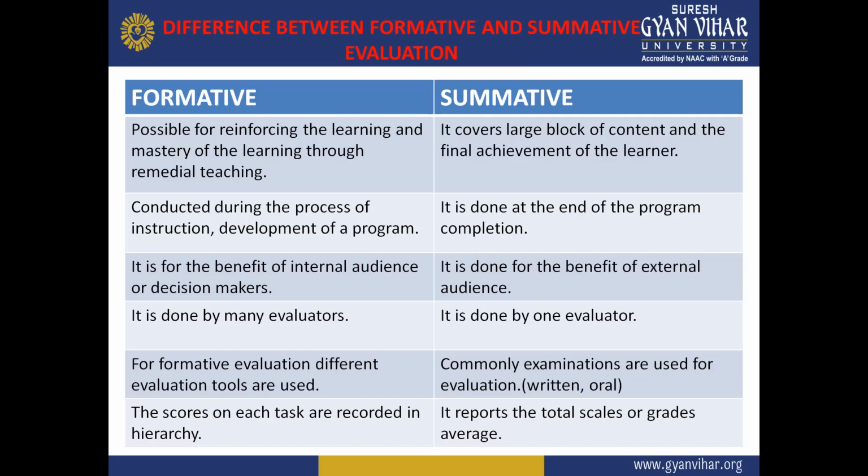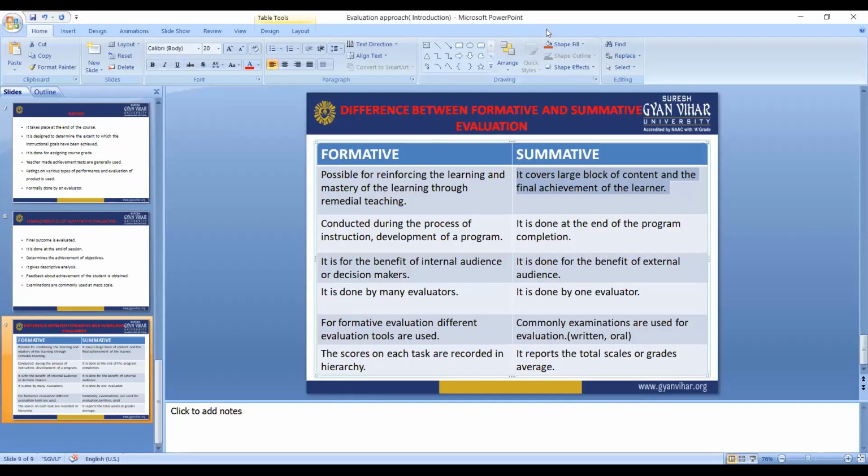Then in formative, the scores on each task are recorded in hierarchy. I told you that best 5 are chosen for the final grade, or maybe best 3, best 7 according to the policy of the particular institution. But in summative, it reports the total scales or grades average. Okay, so this is all about evaluation approach, students.